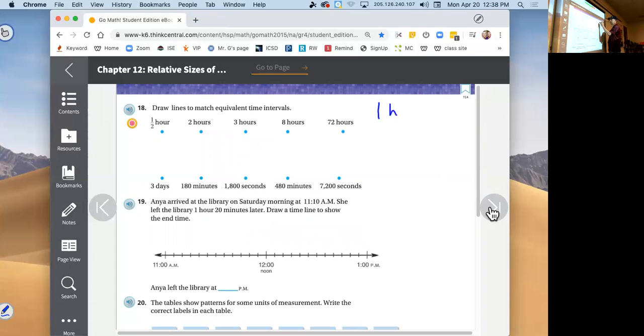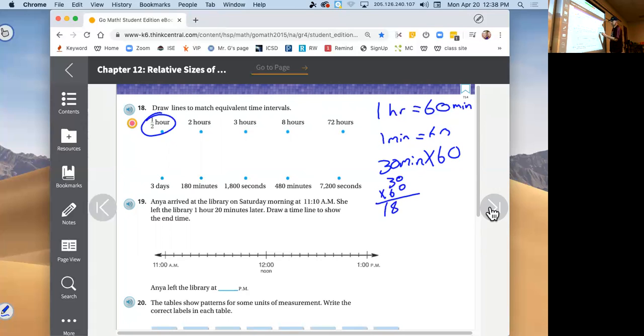We know that 1 hour equals 60 minutes, and 1 minute equals 60 seconds. So right here, how many minutes do we have? We have 30 minutes, which, if we multiply it by 60, what do we get? 30 times 60 is, do we have that on there anywhere? We do have that on there. So all these will have a match. So you just got to work on your conversions.